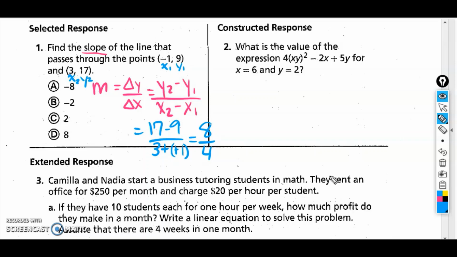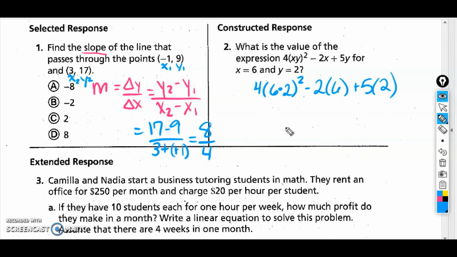Number 2, what is the value of the expression 4 parentheses xy in parentheses squared minus 2x plus 5y for x equals 6 and y equals 2? So first thing I need to do is plug in the x and y for their actual values. So 4 parentheses 6 times 2, because these next to each other means multiplication, squared minus 2 times 6 plus 5, and y is 2.